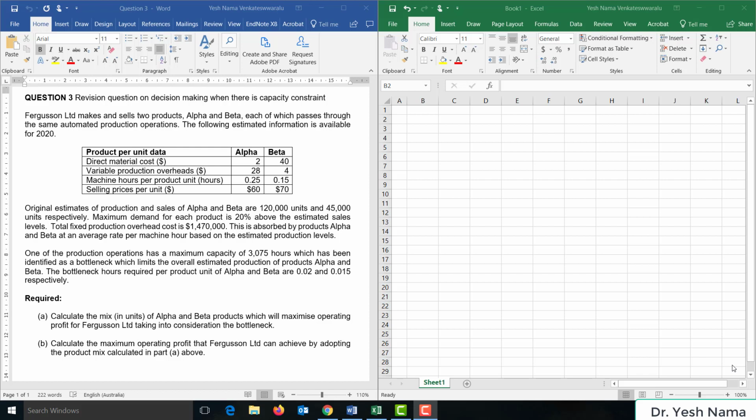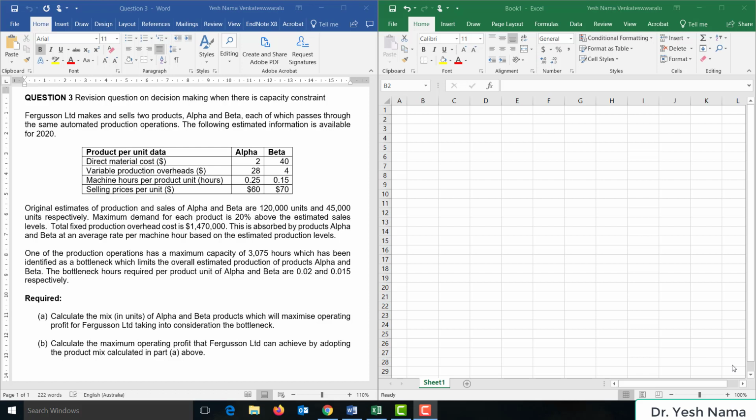Original estimates of production and sales of alpha and beta are 120,000 units and 45,000 units respectively. Maximum demand for each product is 20% above the estimated sales level. Total fixed production overhead cost is 1.47 million. This is absorbed by products alpha and beta at an average rate per machine hour based on the estimated production levels. One of the production operations has a maximum capacity of 3075 hours, which has been identified as a bottleneck which limits the overall estimated production of products alpha and beta.